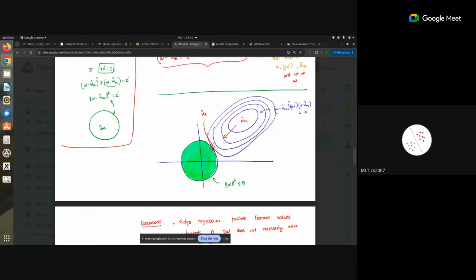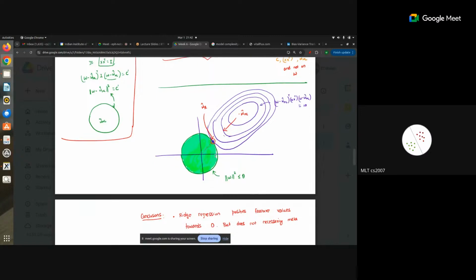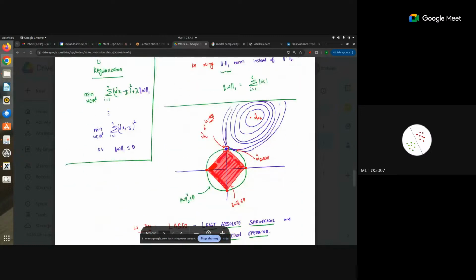It should not enter into this part. What about the Ridge one? Ridge is the circle boundary, and Lasso is the square boundary. So what happens in the Lasso case?